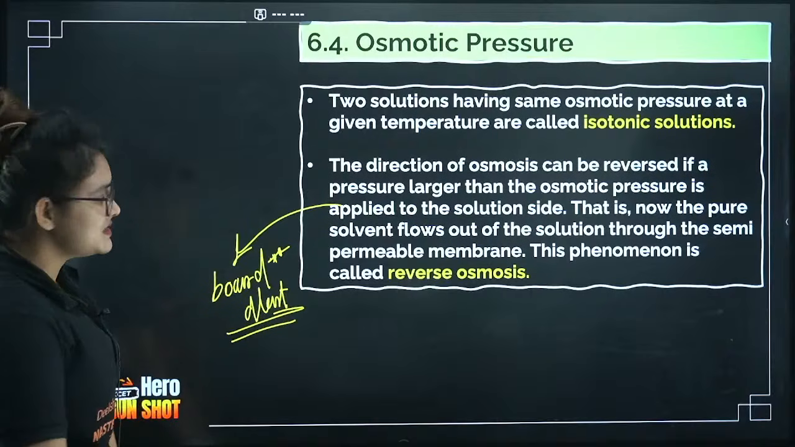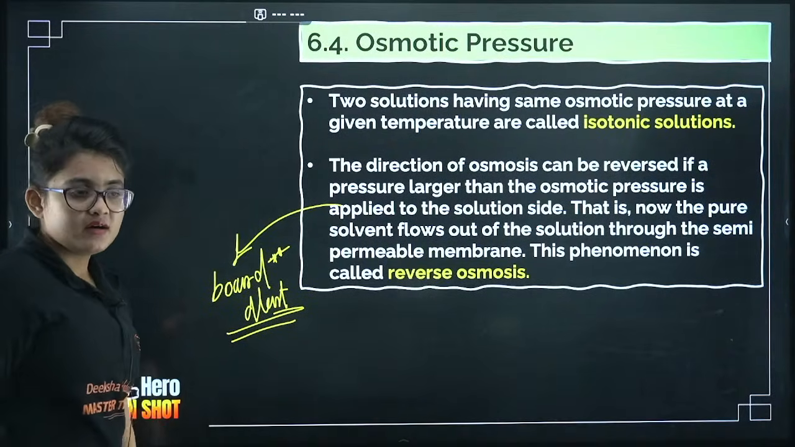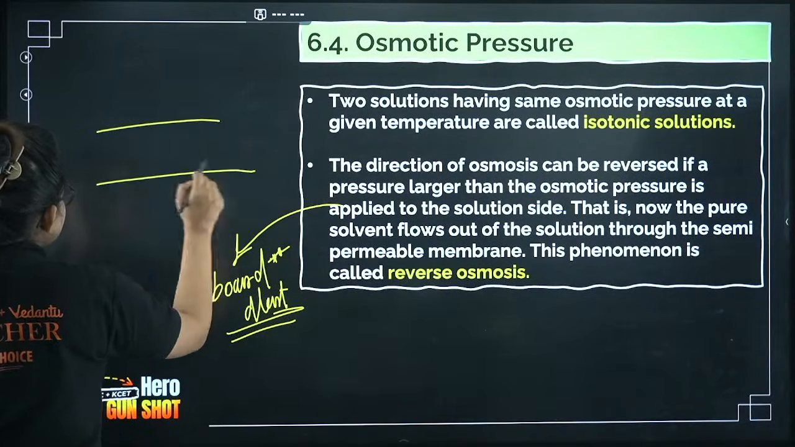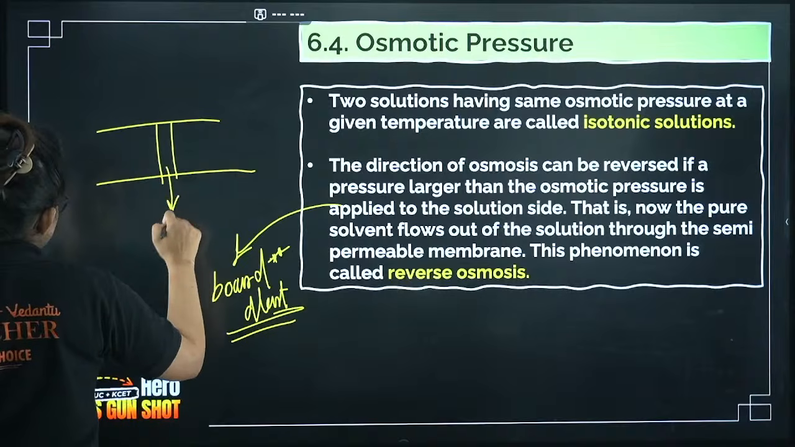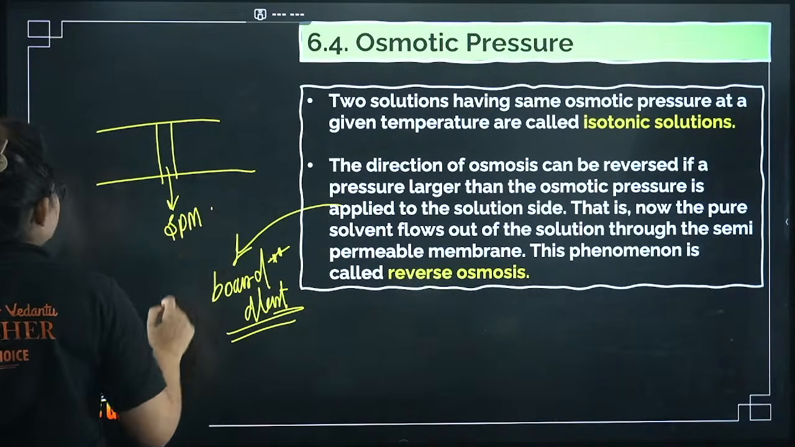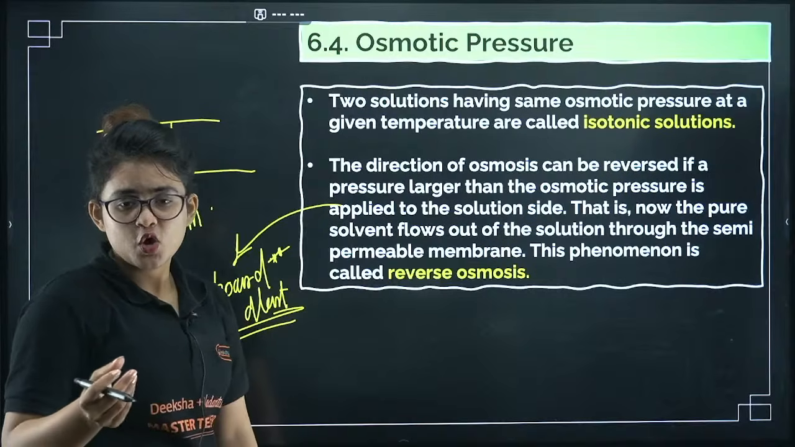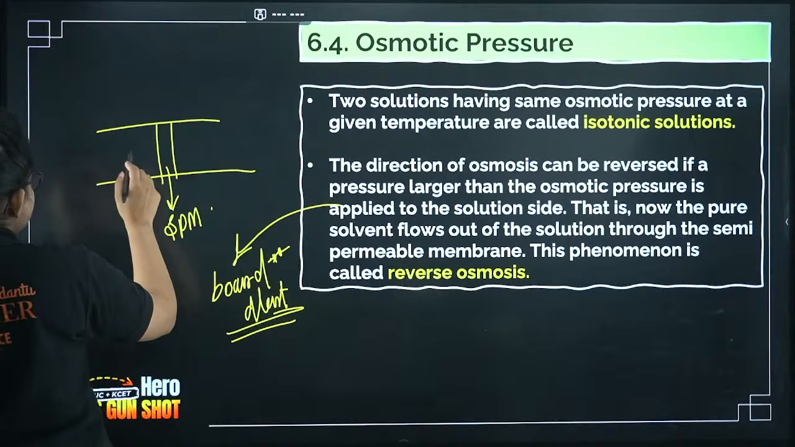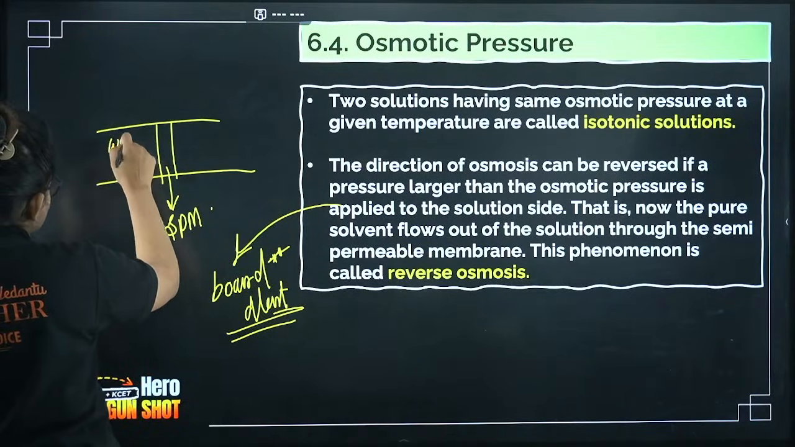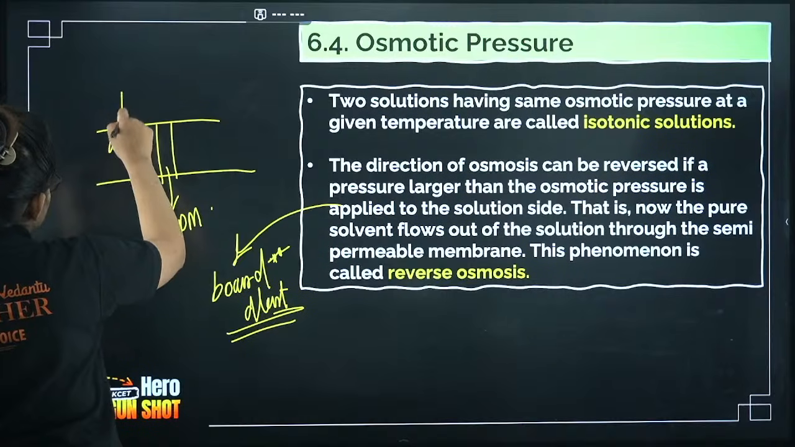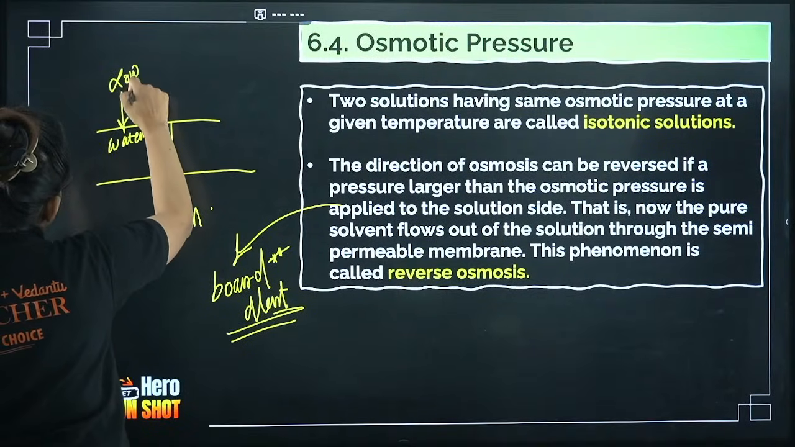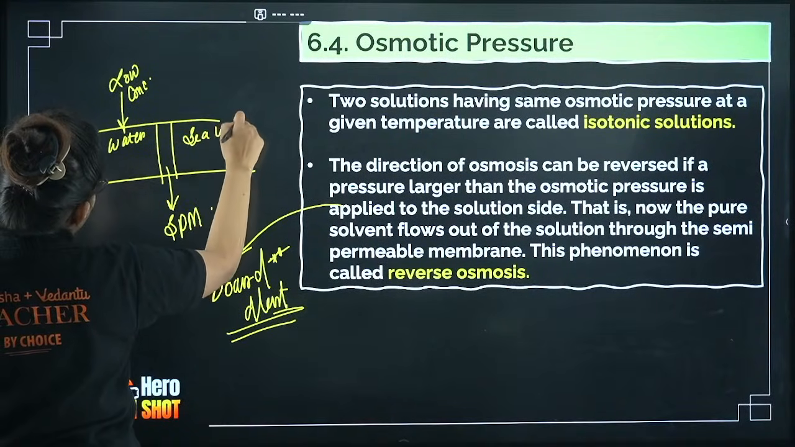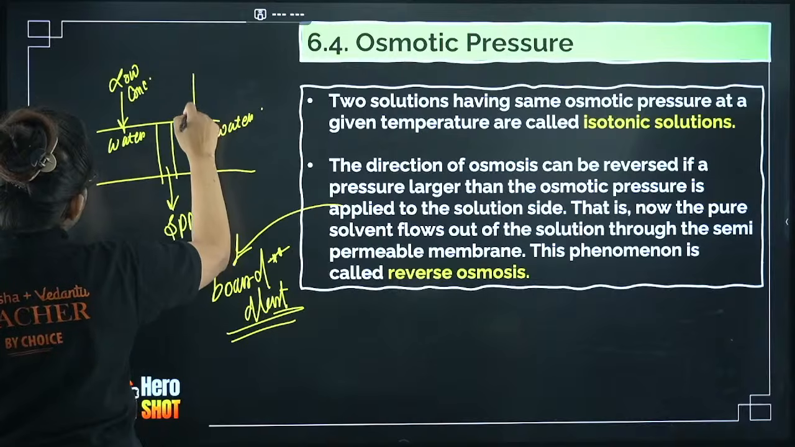One example of this is the desalination of seawater. You can see here, let's say I'm having SPM. SPM means semi-permeable membrane. For the desalination of seawater, we can use cellulose acetate. Here let's say I'm having water, that is my low concentration zone. And here I am having seawater, this is my high concentration zone.